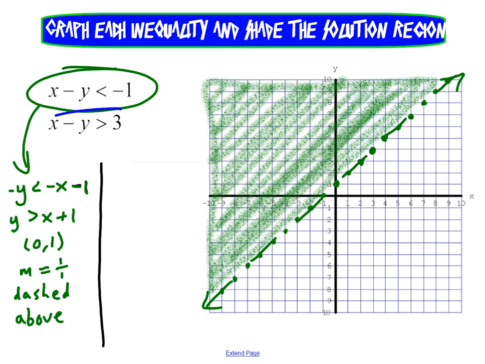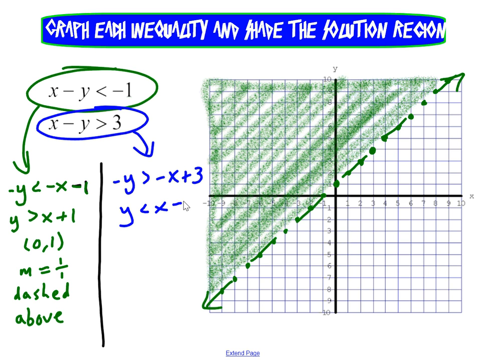So we're going to have to subtract x on both sides to start. So I get negative y is greater than negative x plus 3. Divide everything by negative 1 to make that y positive. So I get y is less than x minus 3. So my y-intercept is (0, -3) based off that equation. My slope is 1, so it's going to be 1 over 1.